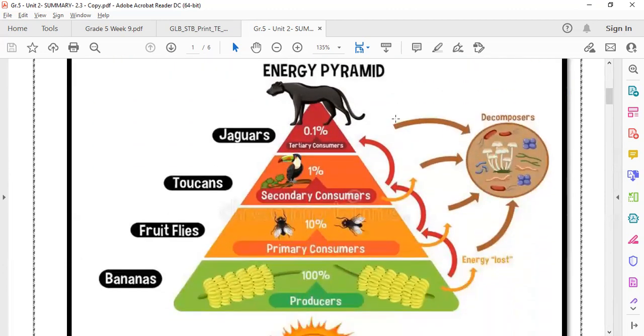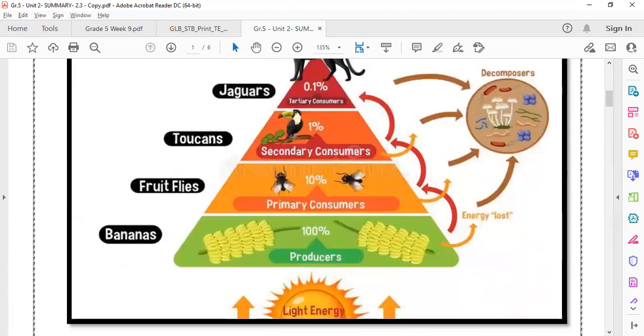So this is an energy pyramid. Let's look at it. It starts when the sun provides producers with the light energy. These are like bananas, they are producers. The energy here is 100%. Then, when the producers are eaten by primary consumers like the fruit flies, in this case, only 10% of the energy is turned into the bodies of the fruit flies.